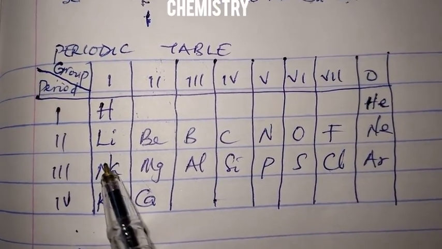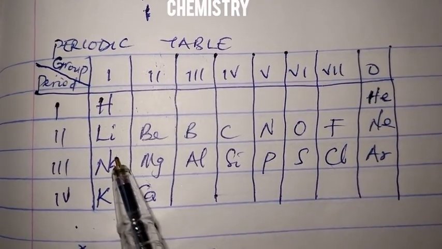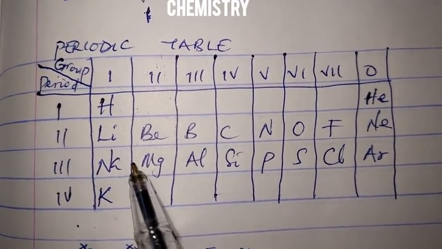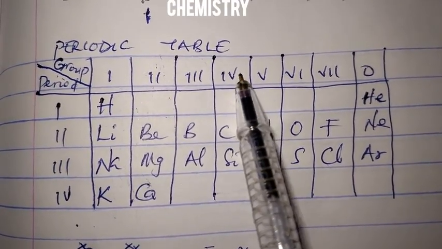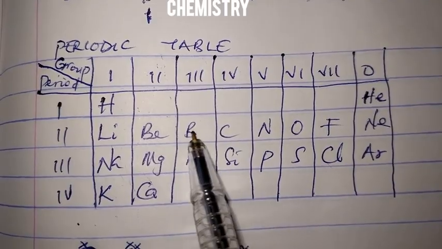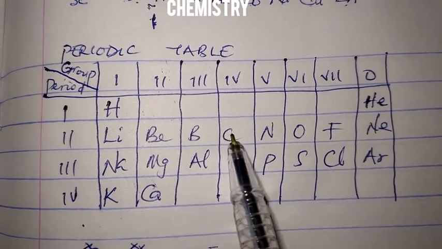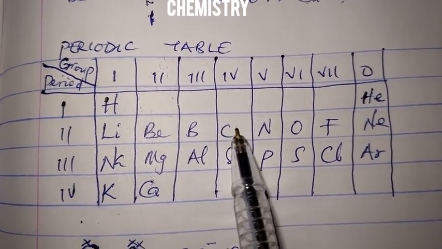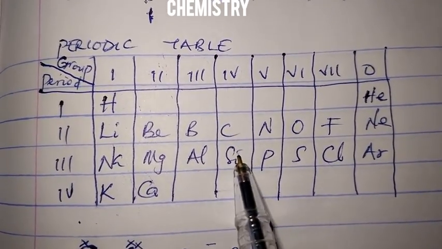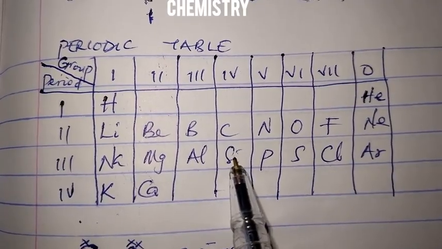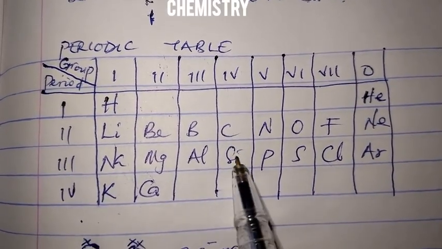So what of the element in group 4, period 2? I'll come to group 4. This element is in group 4 and is also in period 2. This is period 2 and this is group 4. So this is the element. If I say group 4, period 3, this is group 4, period 3. Do you see that?